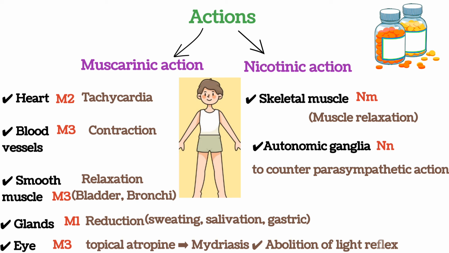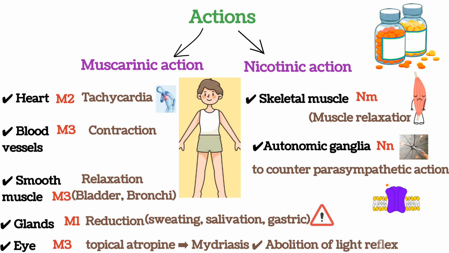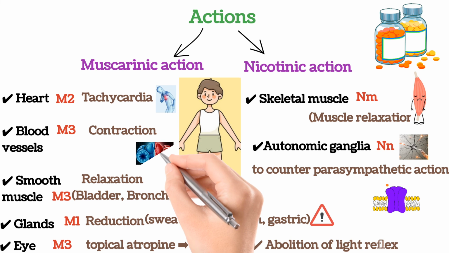Okay. This is the body, M1, M2, M3. We can divide through 3 parts: skeletal muscle, autonomic ganglia, present in neuron. Now, okay, this tachycardia caused due to M2 receptor, then this blood vessel contraction.